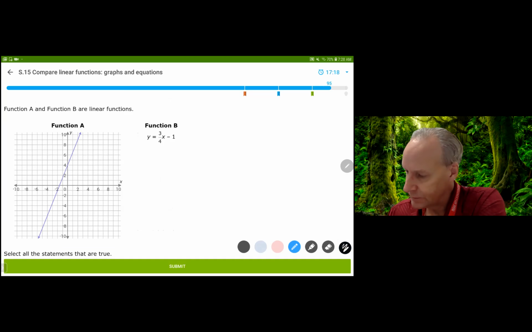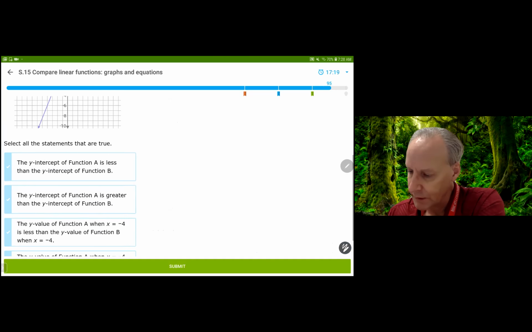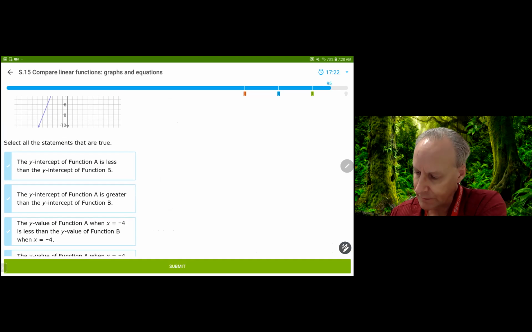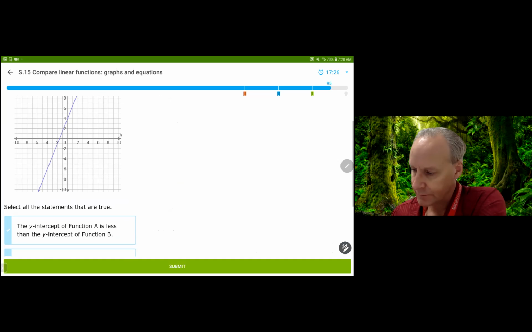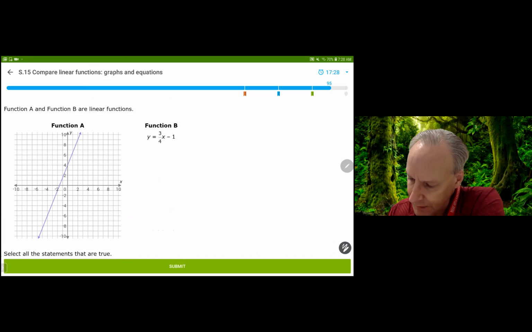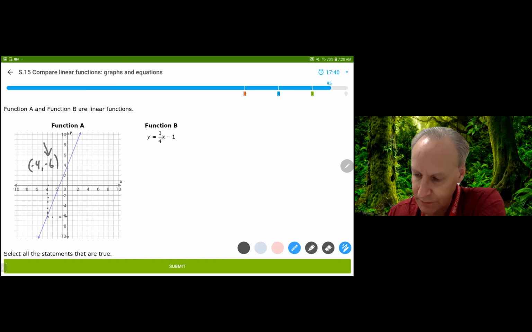All right, I'm not gonna mess it up. So we want to compare the y-intercepts, and we want to compare the y values at -4. So I'm going to put the points on -4. -4 goes to -6 for function A. This is the y value when x equals -4. When x equals -4 for this one, we get y is equal to -3 minus 1, which is -4.